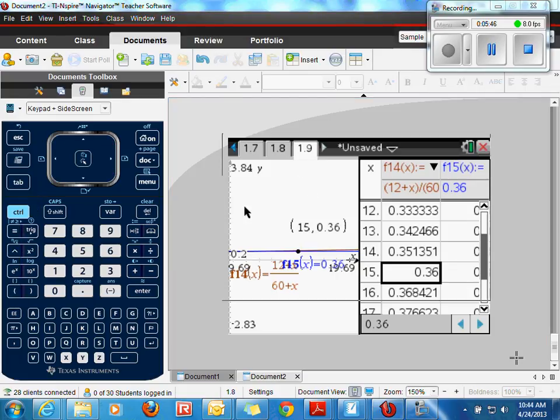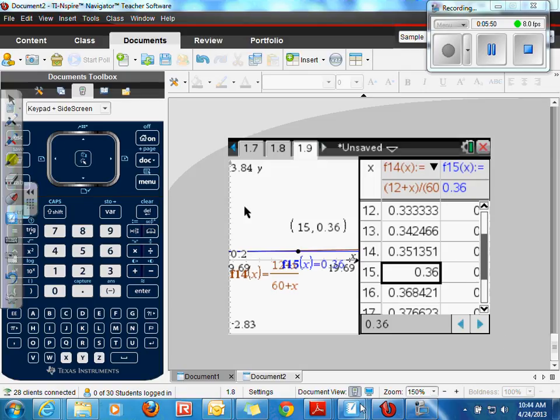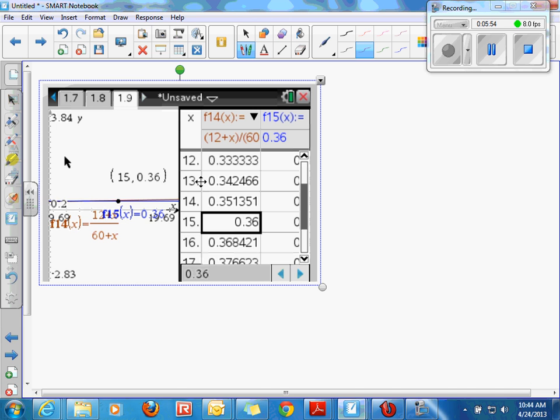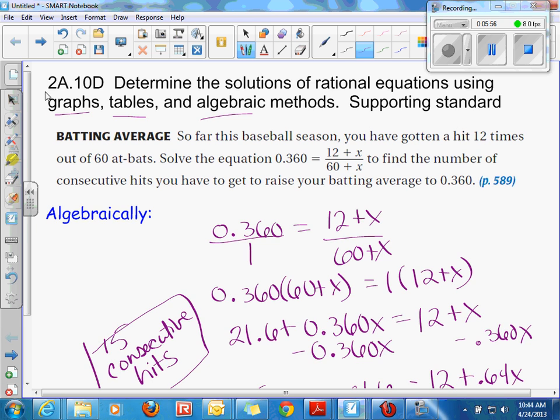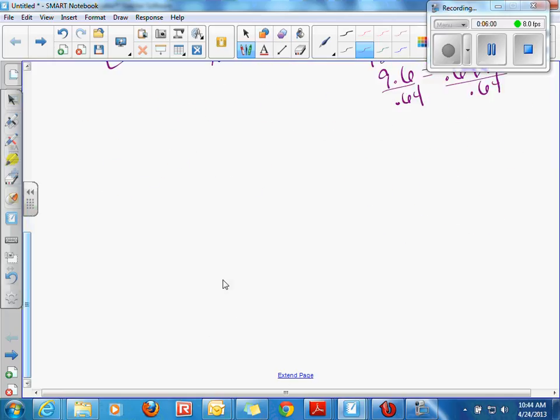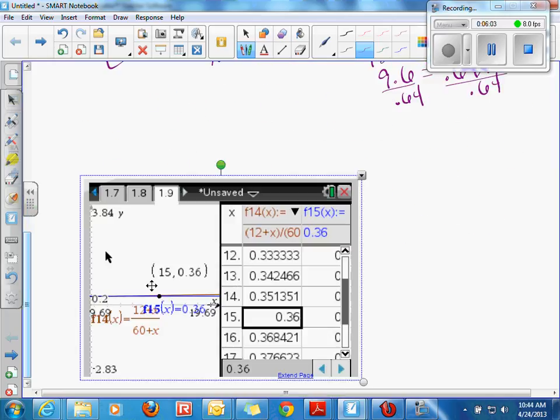So those are the three methods that we have for solving that. So I'm just going to move this onto that screen with the other one. So we did algebraically at the top, and then we had graphically, and then we had on our table how to find that in all three ways.